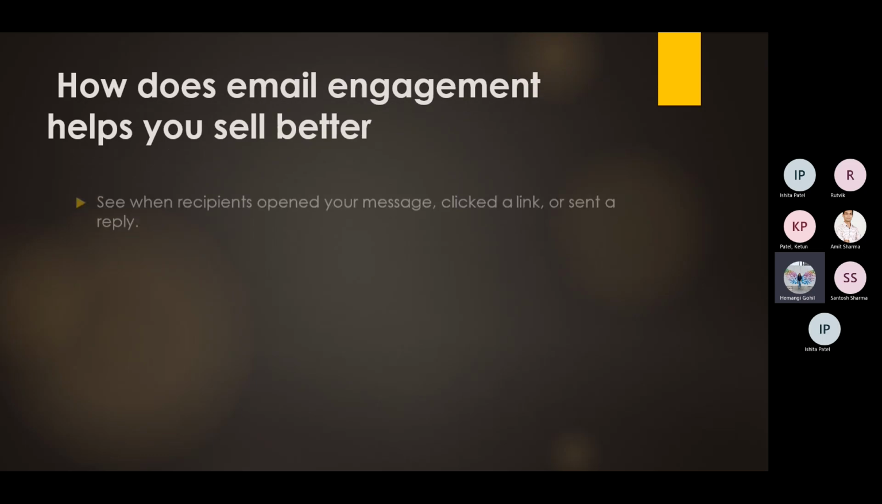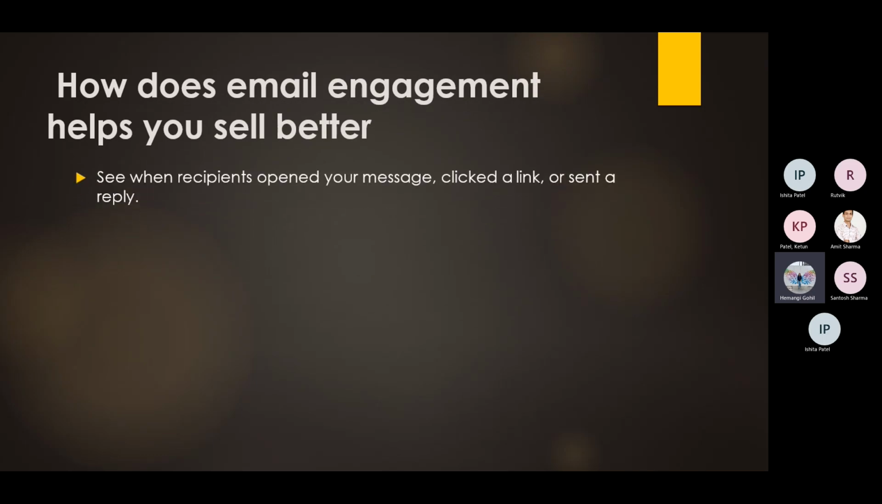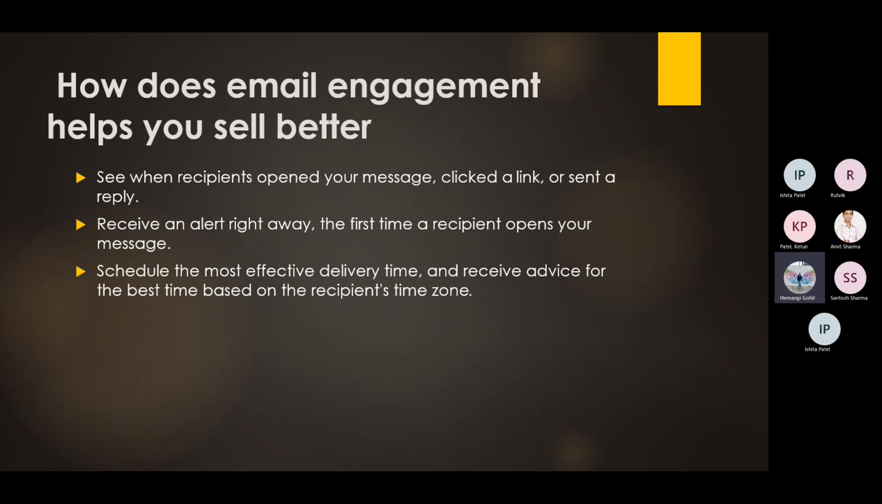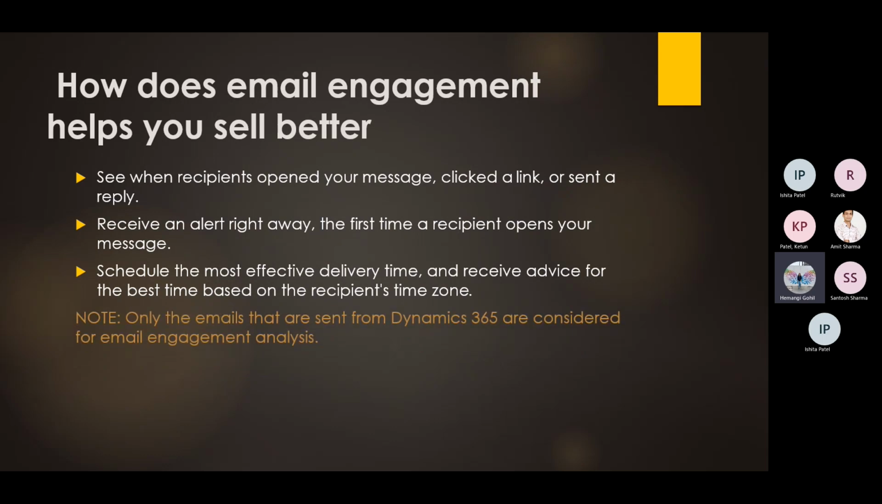Next is how does email engagement help you to sell better? So you are able to see when the recipients open your messages, click a link or send any reply. You are able to receive an alert the first time recipients open your message. You can also schedule the most effective delivery time and receive advice for the best time based on the recipient's time zone. One thing that you have to remember is that only the mails that are sent from Dynamic 365 are considered for email engagement analysis.